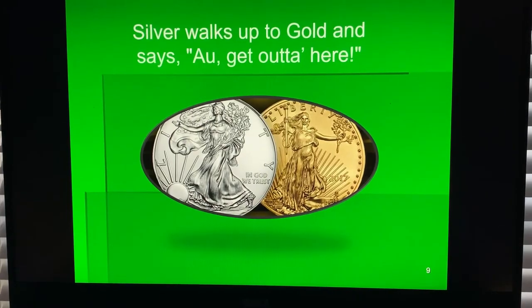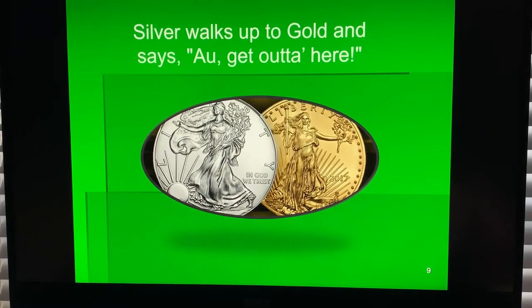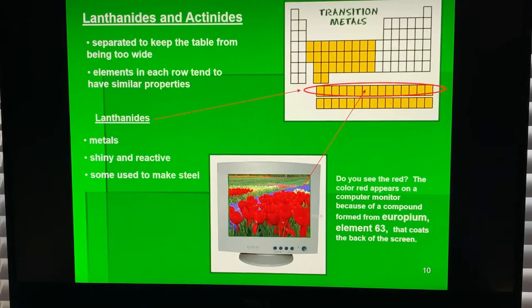Little transition metal humor here. Au, get out of here. Get it? Gold. Okay.